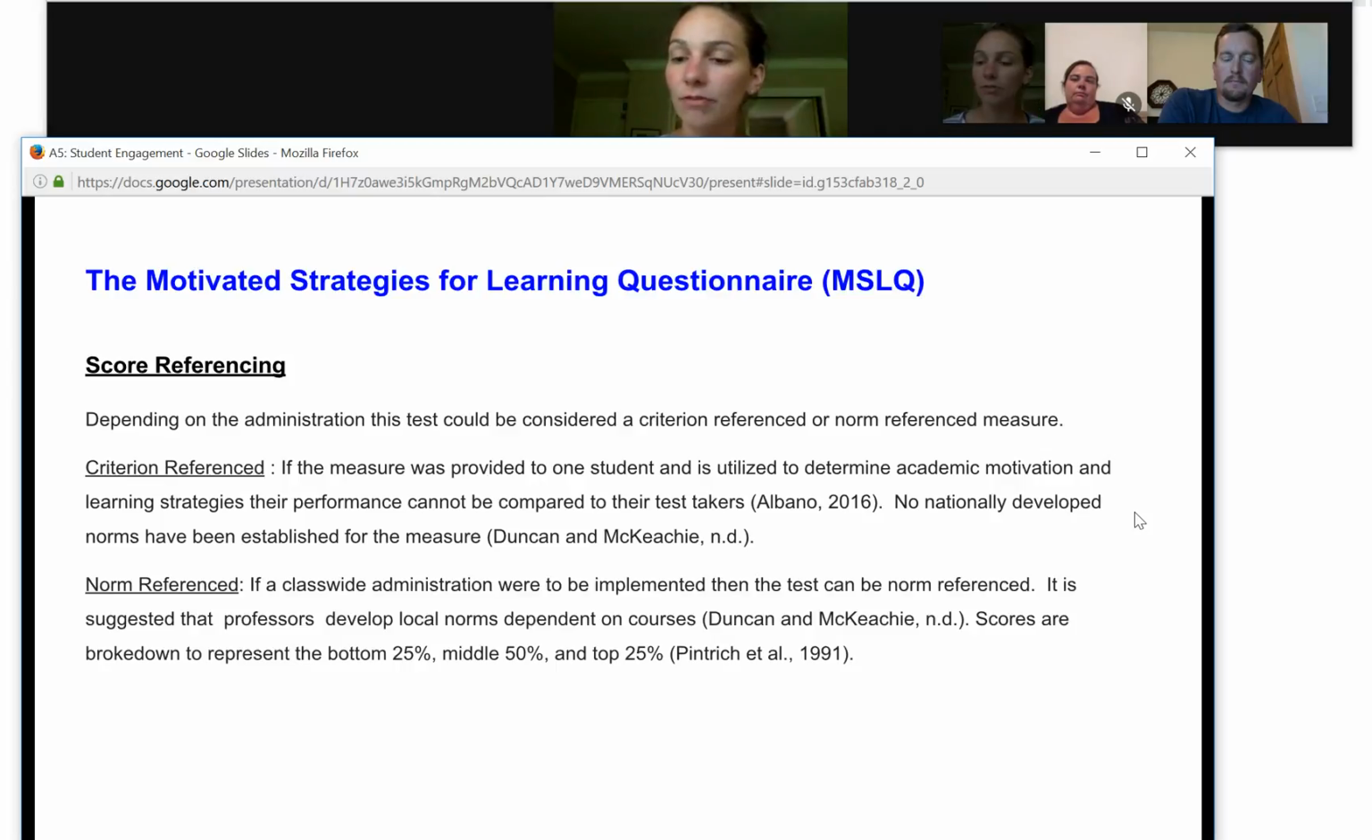A norm reference test, on the other hand, would suggest that this measure was provided to a whole course of students. And from that administration, a professor could develop local norms for that class. Feedback is actually provided to the student either way, in either criterion or norm reference, but the feedback provided to the student in the norm referenced administration allows the student to see where they fall within the class, across 4 different skill sets. So the bottom 25%, middle 50%, or top 25%.